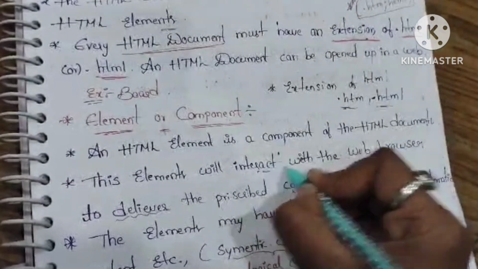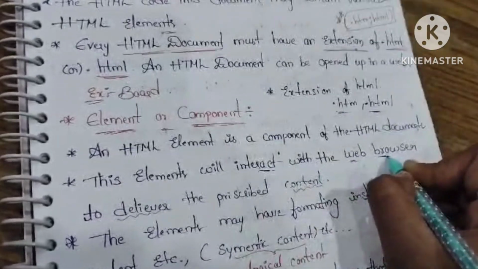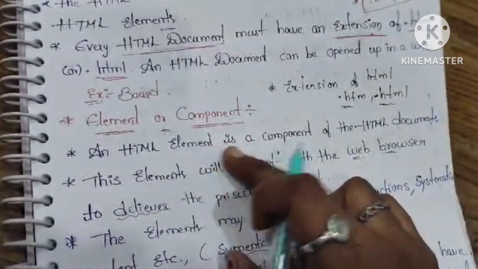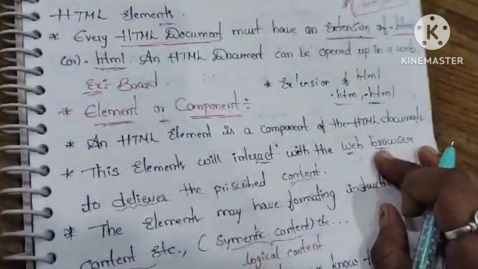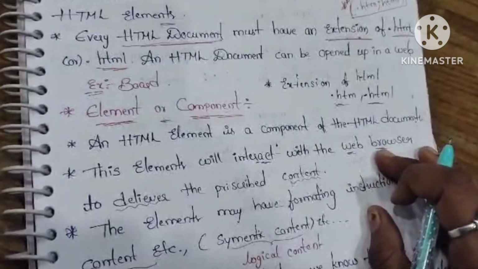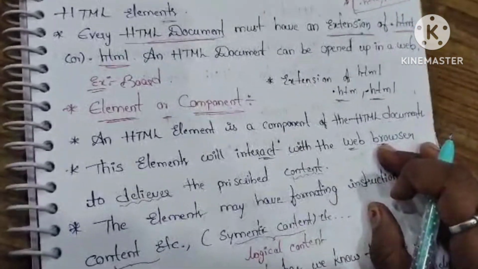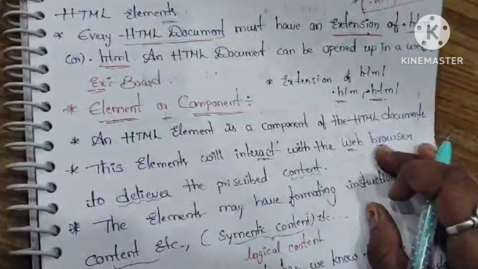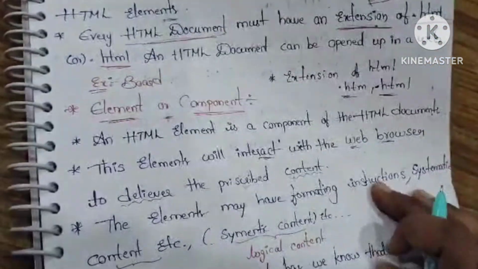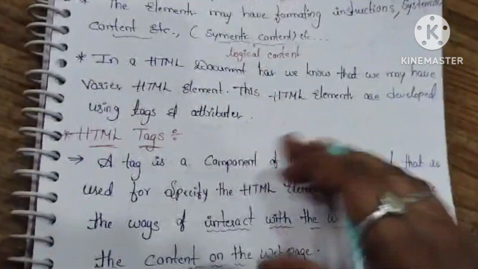What is the element and component? They interact with the web browser. The element will interact with the web browser to deliver the particular content. Okay. Next, what is the element? Every element is used to interact with the web browser.